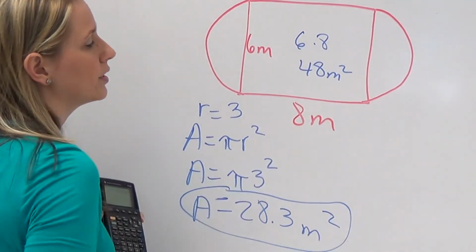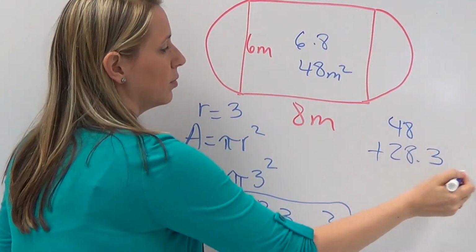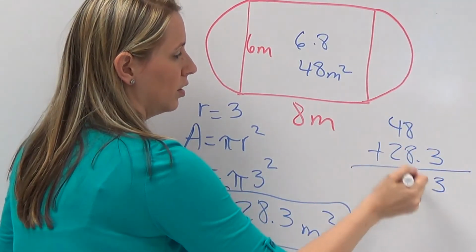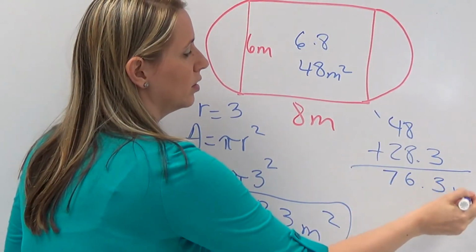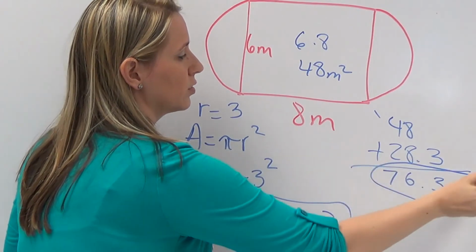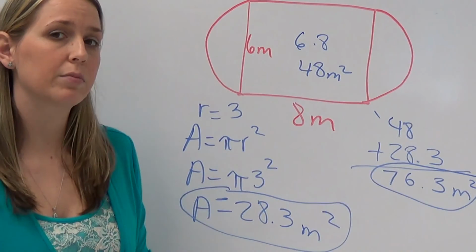So now we have our half circles put together to make a whole circle, and we have our rectangle. We just add them together. So 48 plus 28.3 is going to give you about 76.3 meters squared. And that's how we do area of a composite figure.